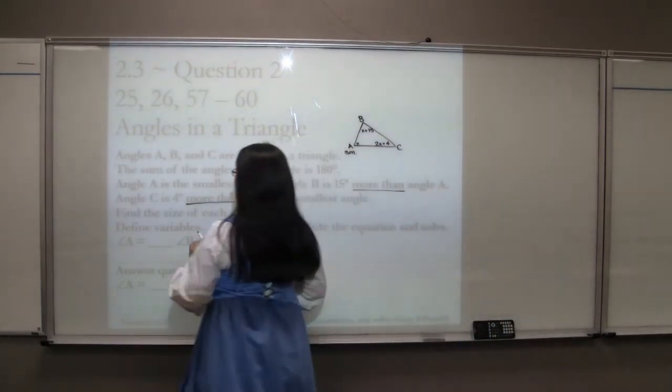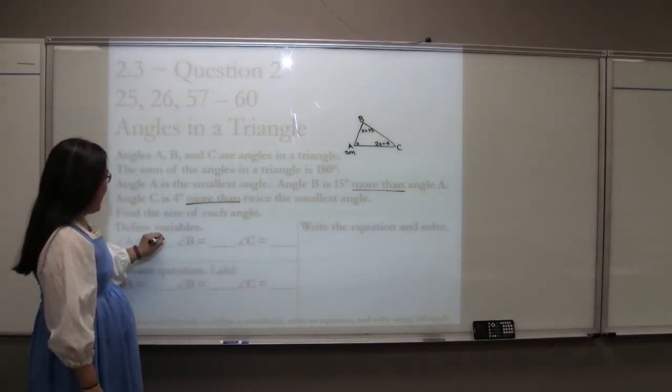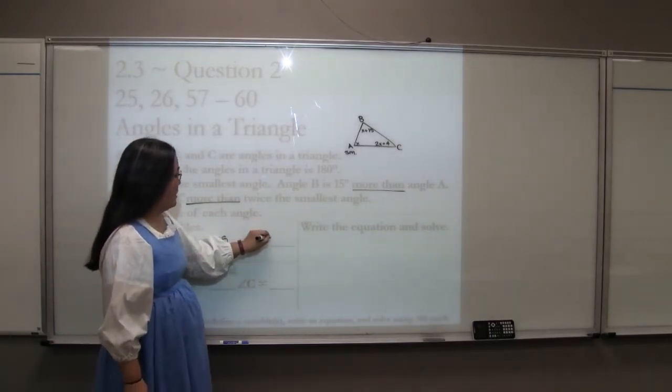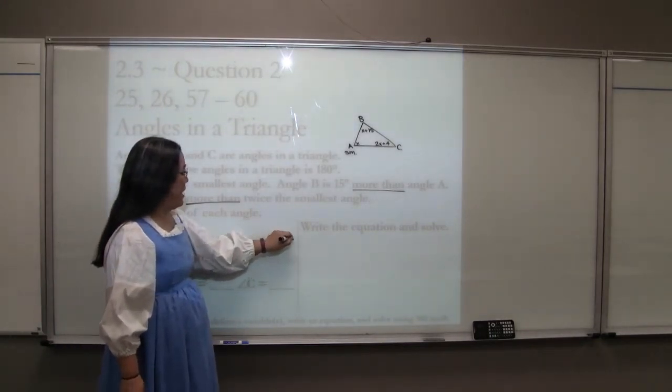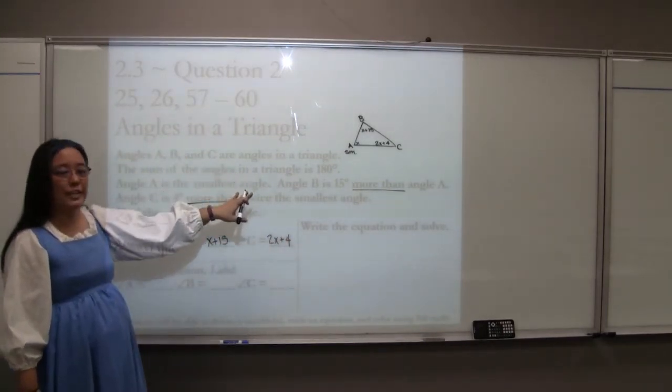Now that I have my lovely picture, which in geometry often helps us, we're going to have angle A is X, angle B is X plus 15, angle C is 2X plus 4. And we know that in any triangle, the sum of the angles is 180 degrees.